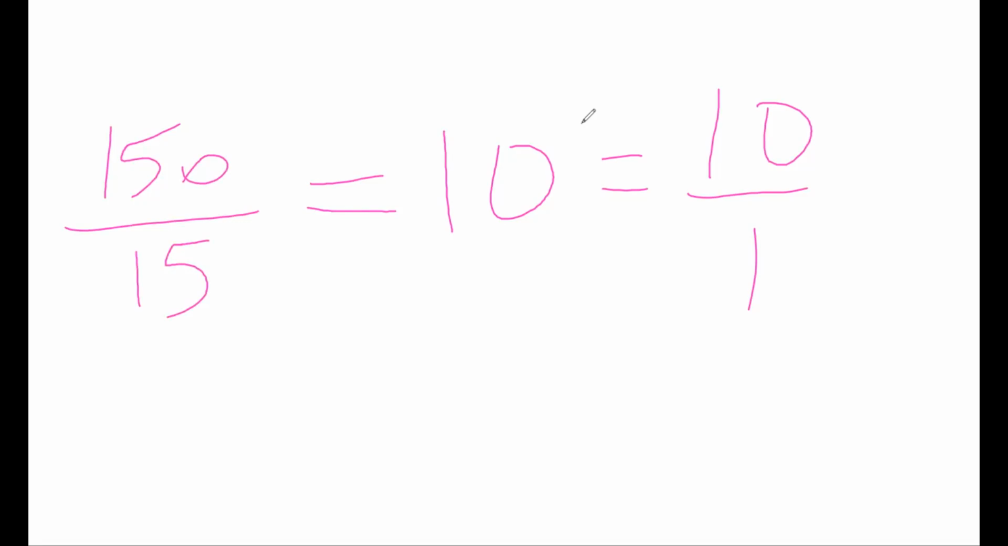So any integer, positive, negative, or 0, any integer that's not even written as a fraction is still a rational number because you could write it as a fraction. You could write it as a ratio of 2 integers.